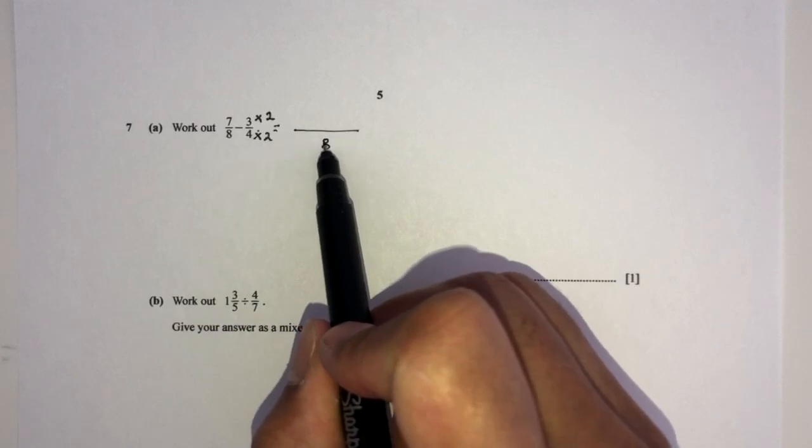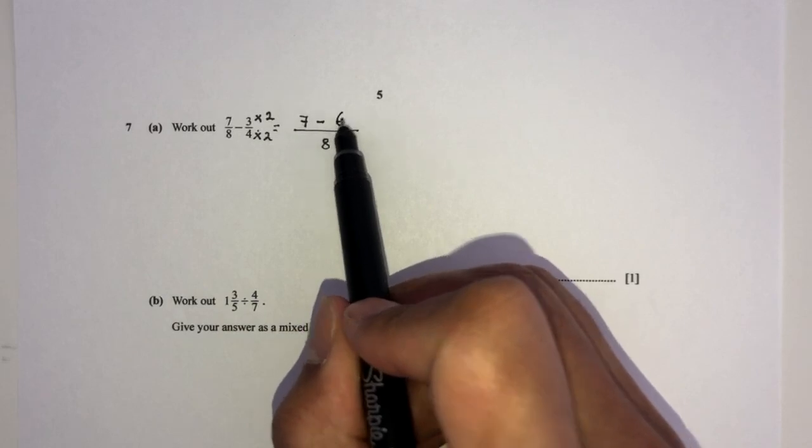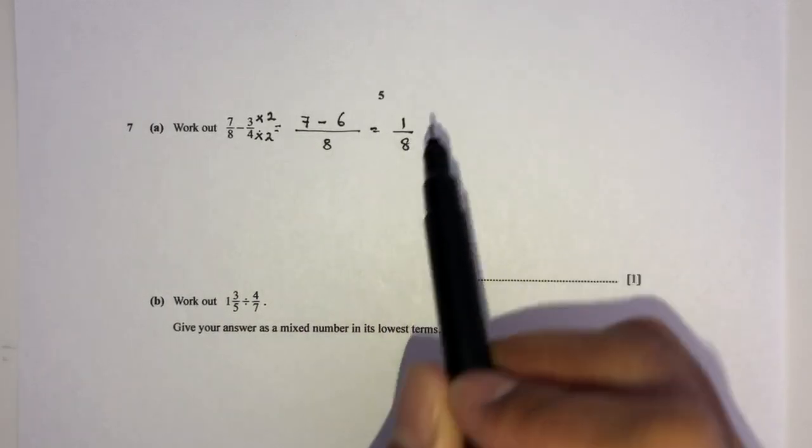We can write 8 here. Here we have 7. Here we have minus. 3 times 2 will be 6. That will be 1 over 8 as your answer.